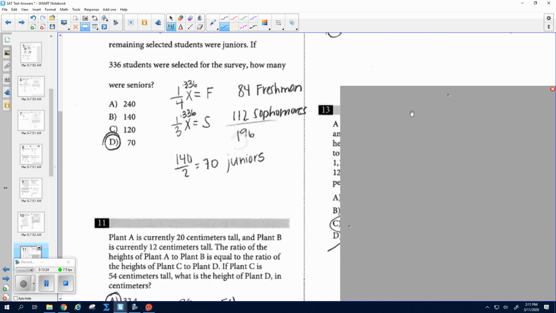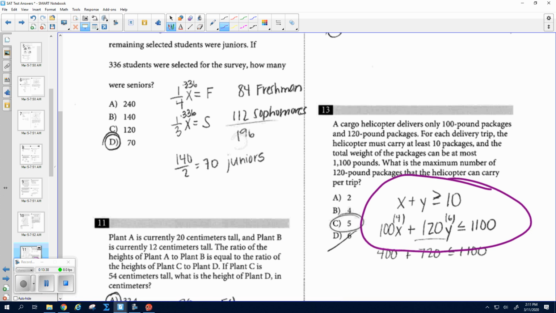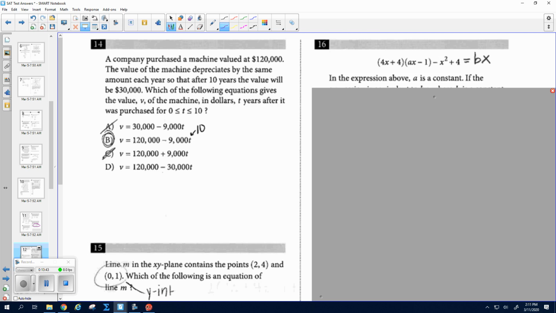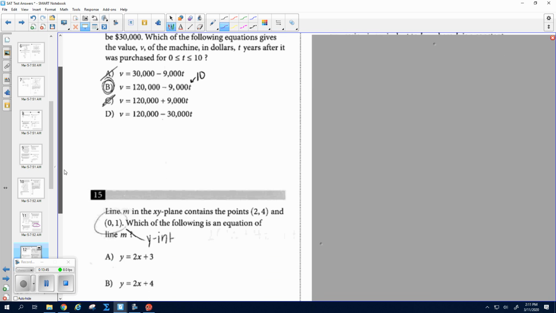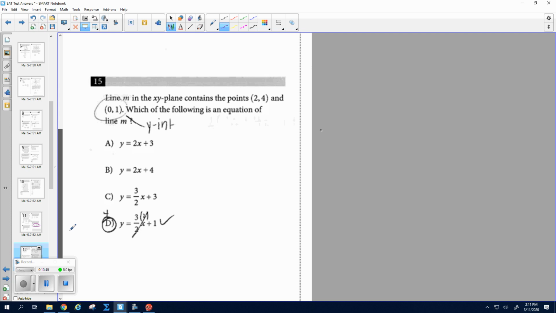Number 13 is 5. A helpful hint on 13, if you could plug this into your calculator and find where they cross, that is the answer. So just a note to self, you could use your calculator on 13. Number 14 is B. Number 15 is D. They're giving you the y-intercept. If you recognize that, this is the only one that has a y-intercept of 1.